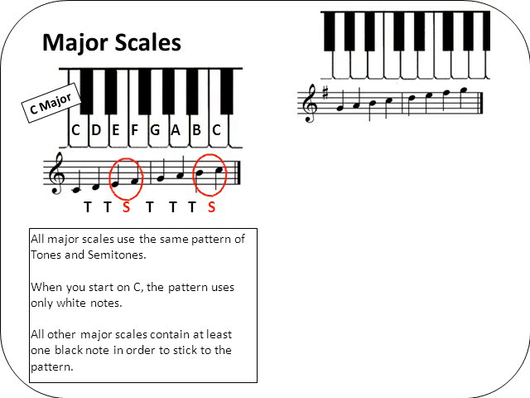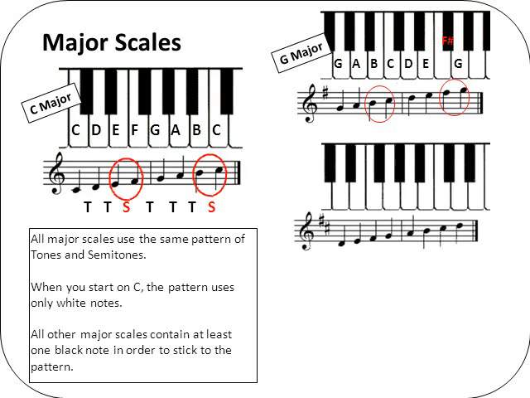Now look at the scale of G major. It starts on G and uses one black note. But which one? Well, look at the pattern of tones and semitones. The last interval in an ascending major scale is always a semitone, so the black note must be F sharp, the scale of G major.